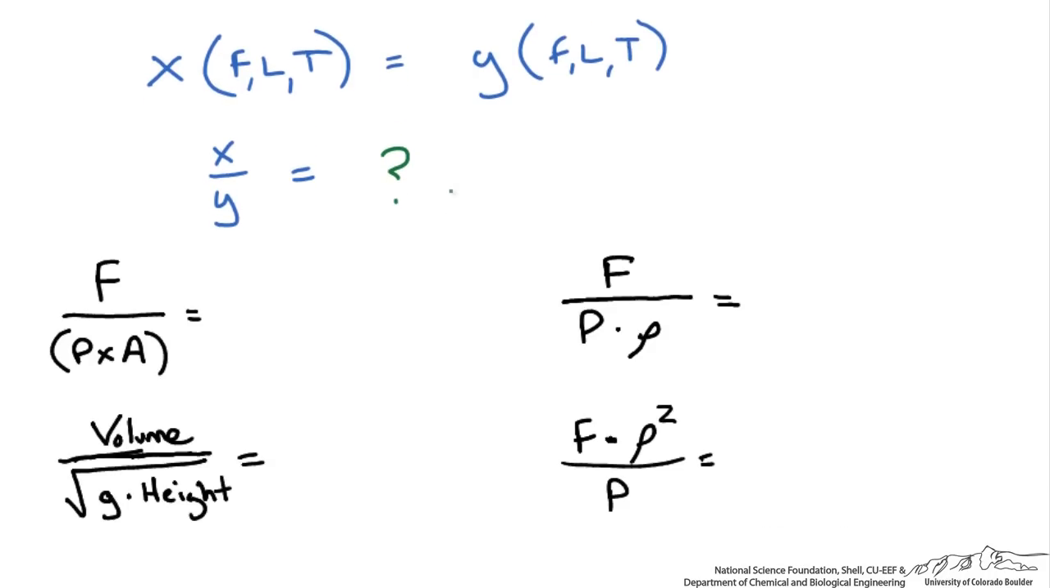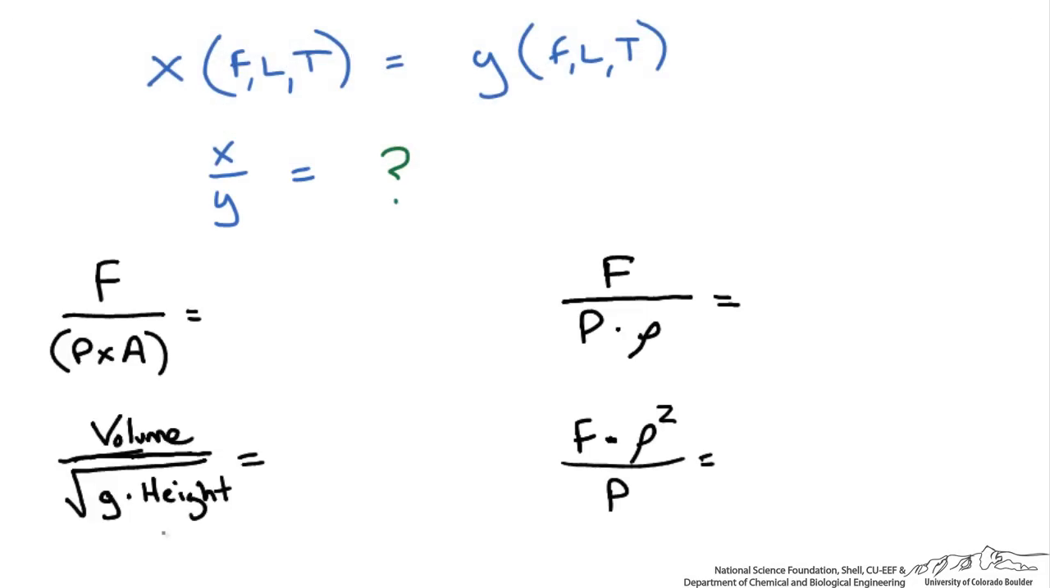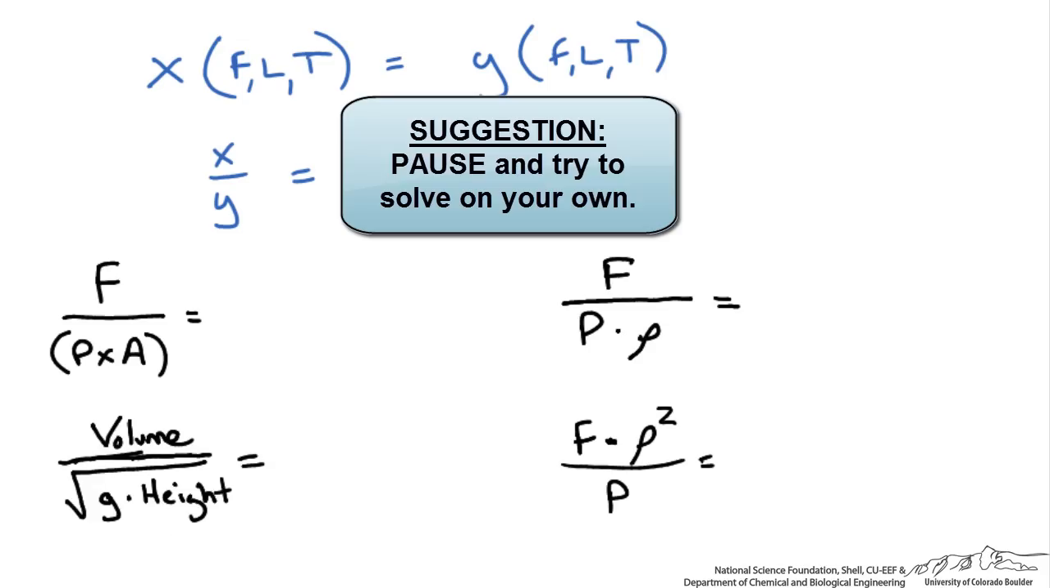Now the first thing is to define each of the variables that we're using. You're familiar with F, that's going to be a force. P here is a pressure. A is an area. Rho signifies density. G is the gravitational constant. And we've written out volume and height. If we rewrite these, whether in terms of the MLT or FLT system, we could determine whether or not any of the following are dimensionless numbers.